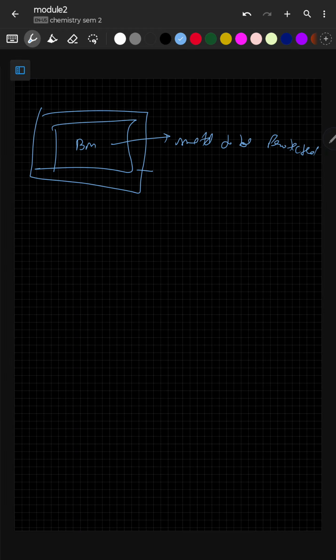Hot dipping is suitable for small appliances, not maybe for big ships and all. For nuts and bolts, small things, you can use this method. So metal coating has two types in total, anodic and cathodic.